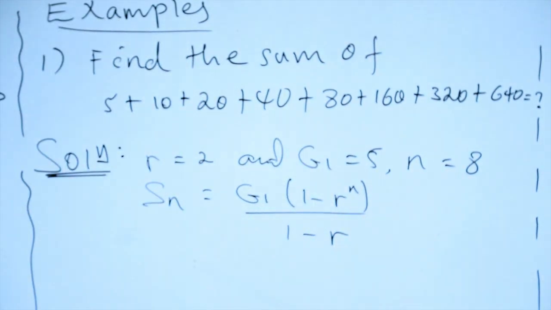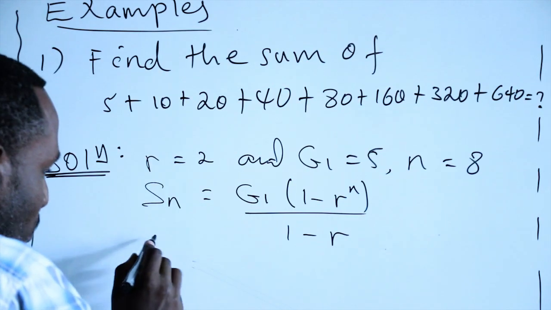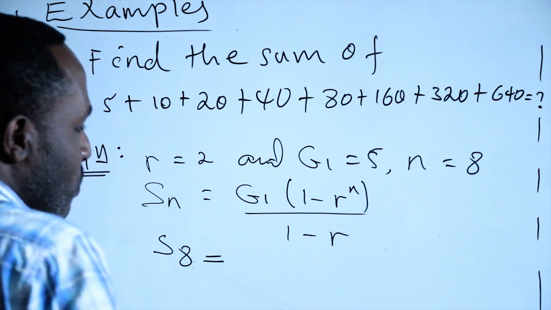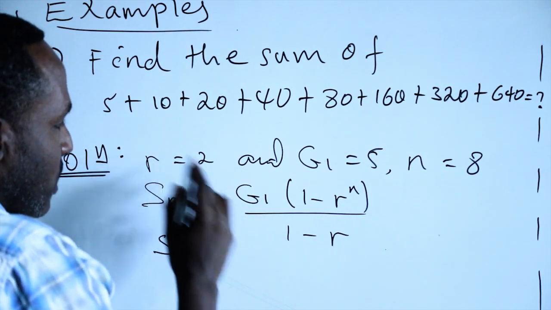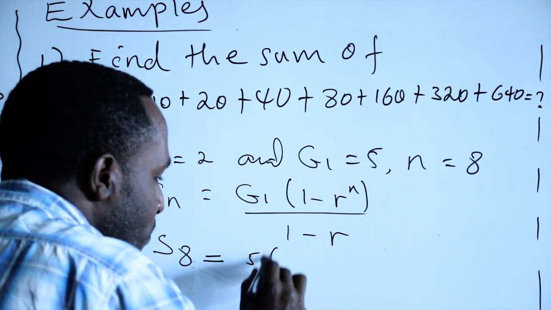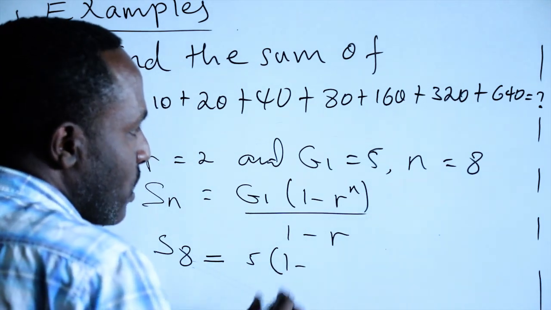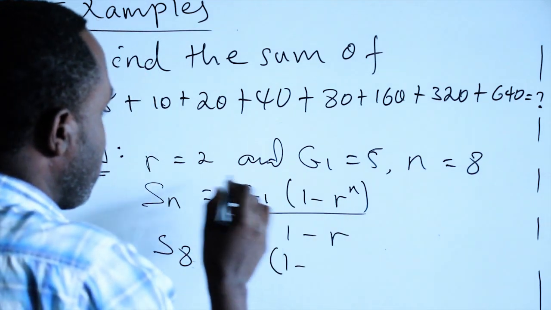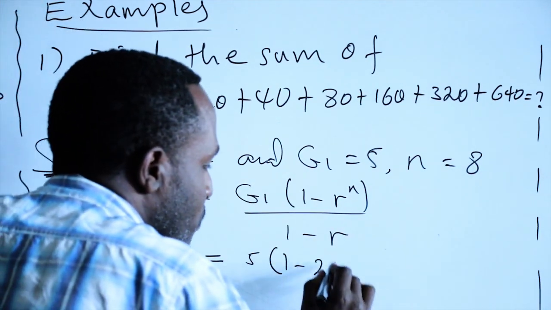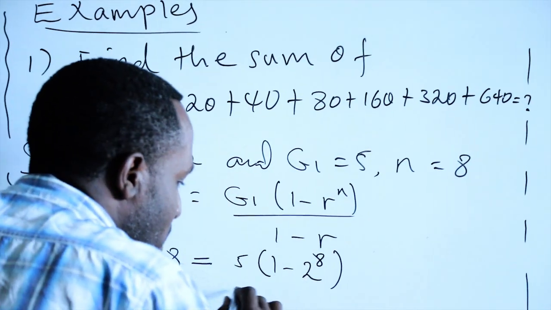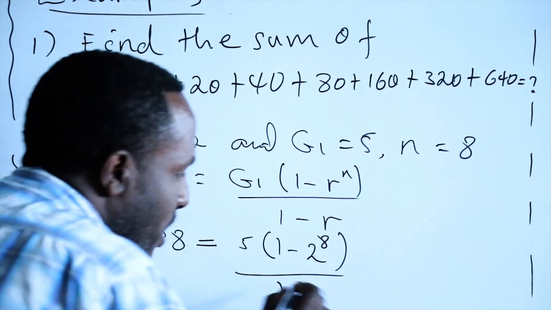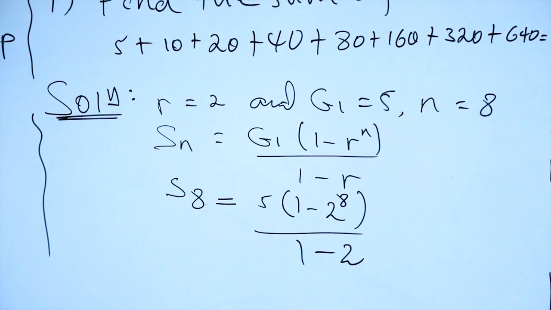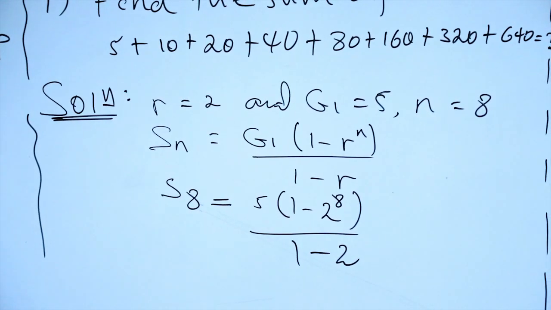Now you can substitute. What we need is S8, the first 8 partial sum of the sequence. G1 is given here, 5, so 5 into 1 minus r to the power of 8 over 1 minus r. The value of r is given here, exactly equal to 2.